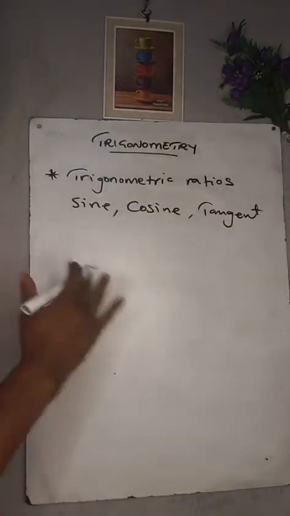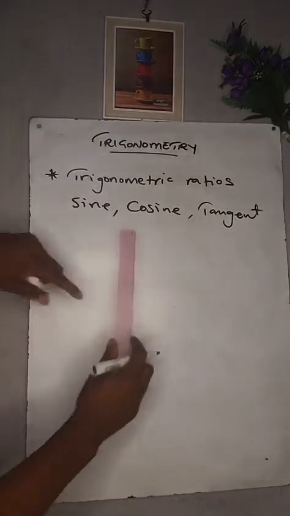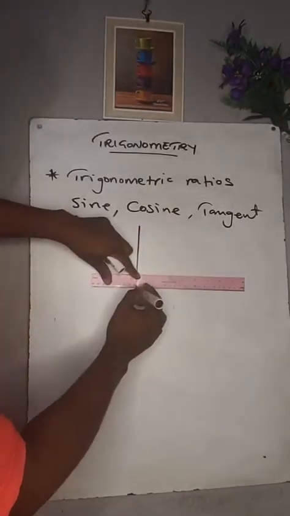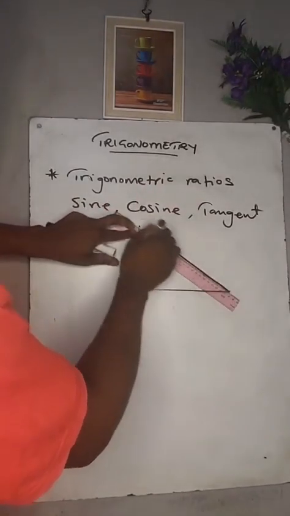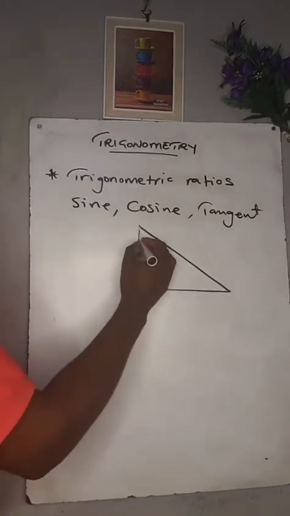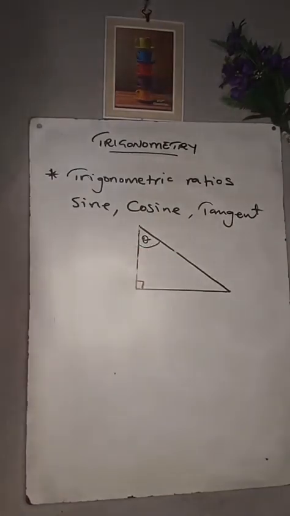Now, these trigonometrical ratios have a way they behave in a right angle triangle. They behave differently in a right angle triangle. For example, let me put up a right angle triangle. In our right angle triangle, I'm going to pick any of the angles as my theta. So I've chosen to pick that as my theta.